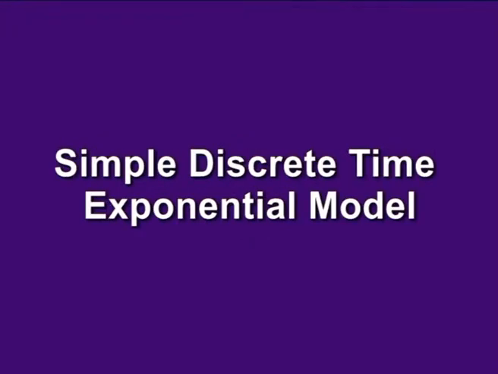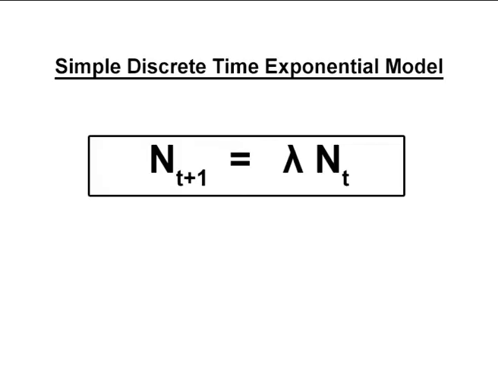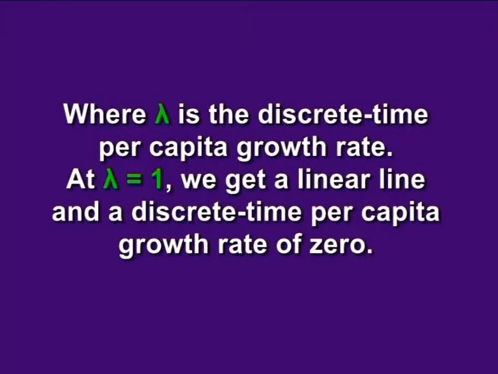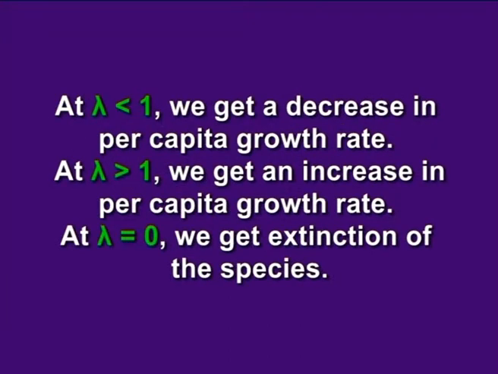Next, simple discrete time exponential model. Nt+1 equals lambda times Nt, where lambda is the discrete time per capita growth rate. At lambda equal to 1, we get a linear line and a per capita growth rate of 0. At lambda less than 1, we get a decrease in population. At lambda more than 1, we get an increase in population. At lambda equal to 0, we get extinction of the species.